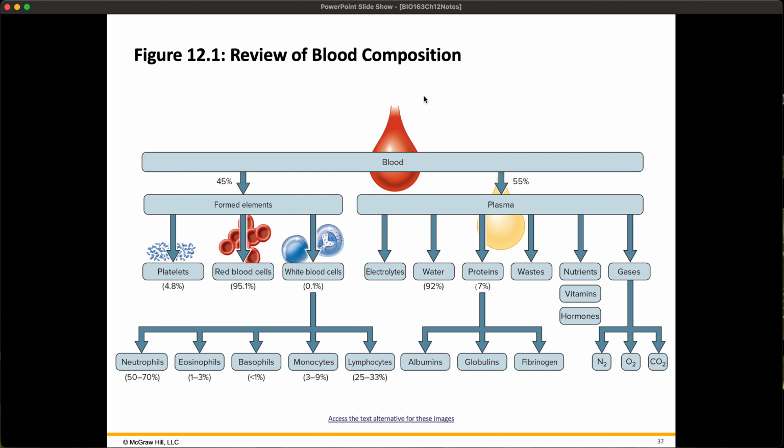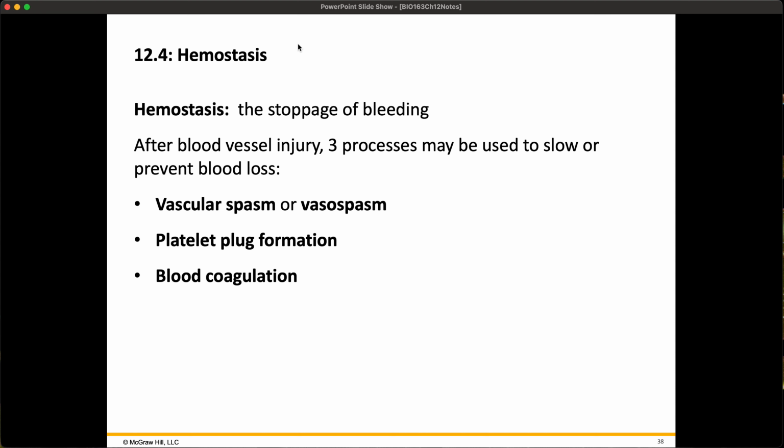So here's this picture again of blood. Maybe it makes a little bit more sense now. When you take blood and break it into its formed elements in plasma, hopefully you at least understand these different titles and these categories, what's being contained within them, and what their basic functions are in the body. So let's now get into hemostasis a little bit, the stopping of bleeding.